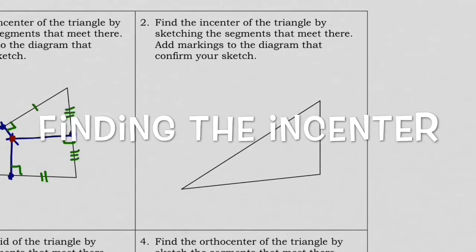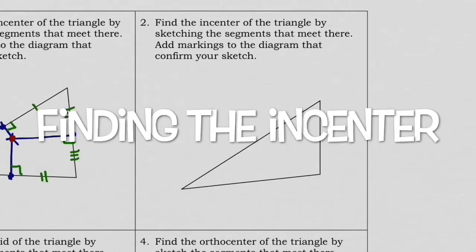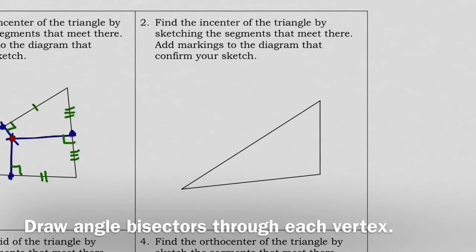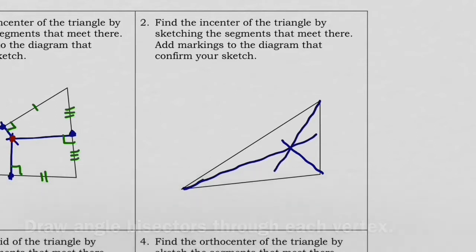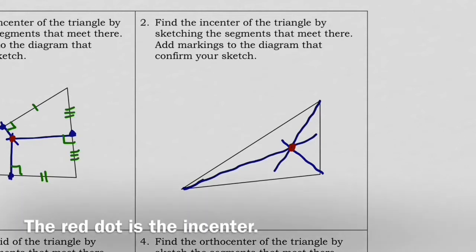The incenter is where the angle bisectors meet. So to sketch the incenter, we want to draw lines from each vertex that split the angle in half. All 3 of these lines are going to meet at a single point, and that point is the incenter.